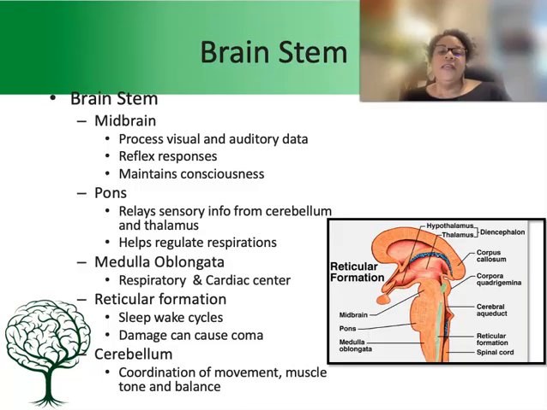So if you have injury to your brainstem, that means that you are probably not going to be able to breathe on your own. All right. So I'm not going to go through all of these things here. You can review them on your own. I want you to really know that the brainstem is the area where you definitely don't want damage to be done.